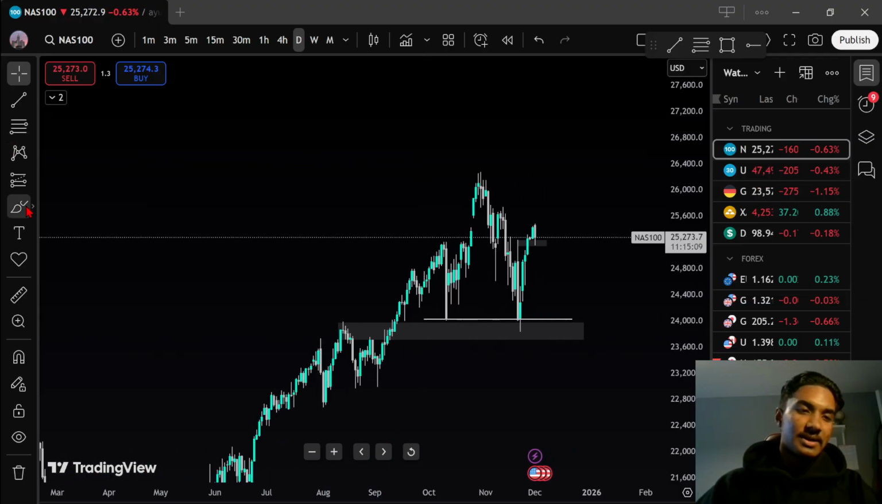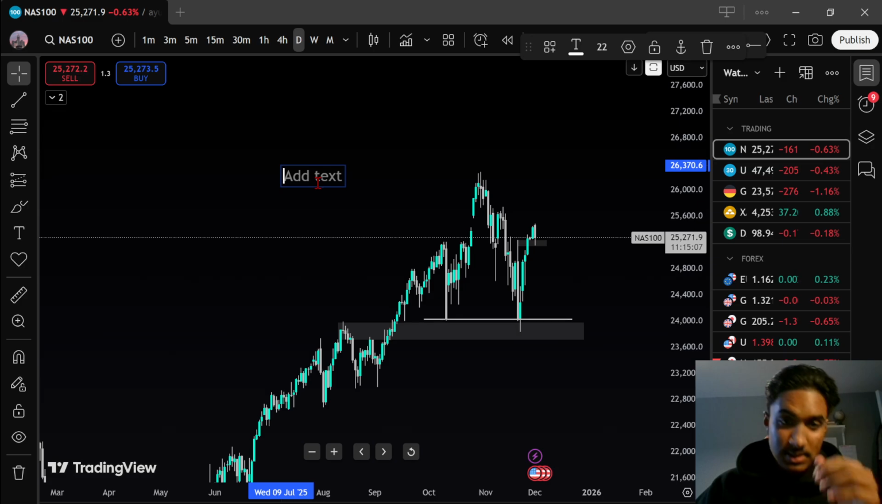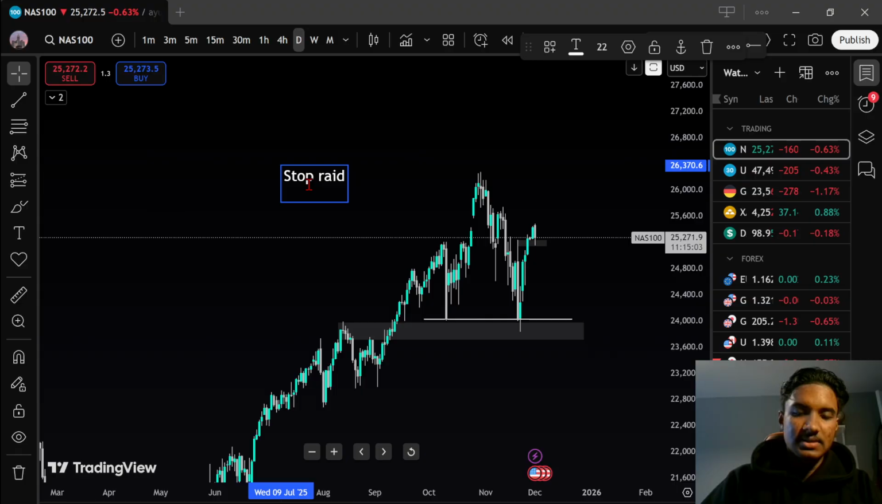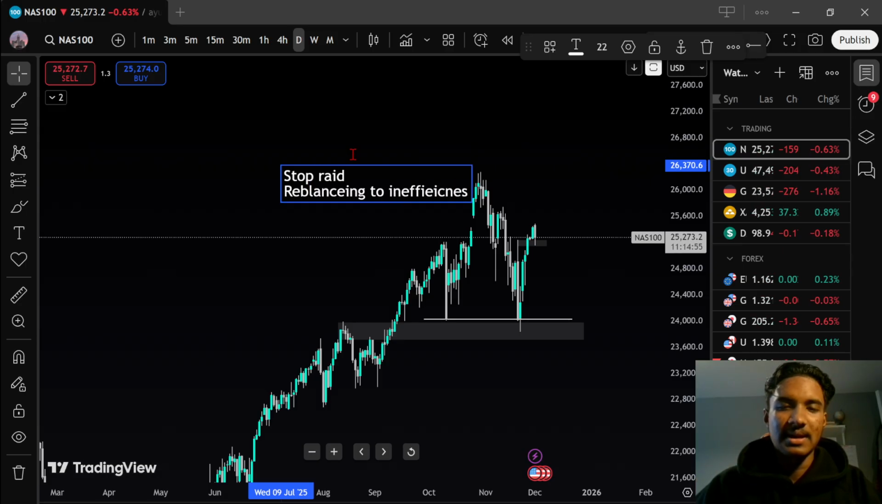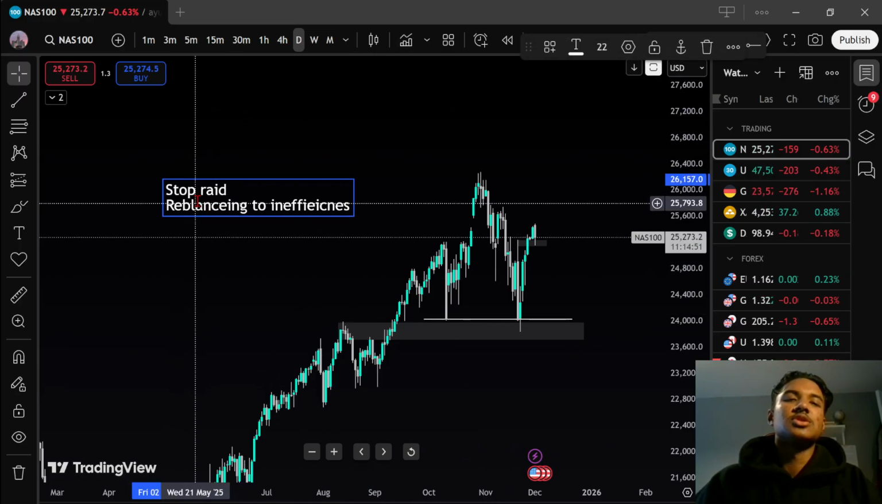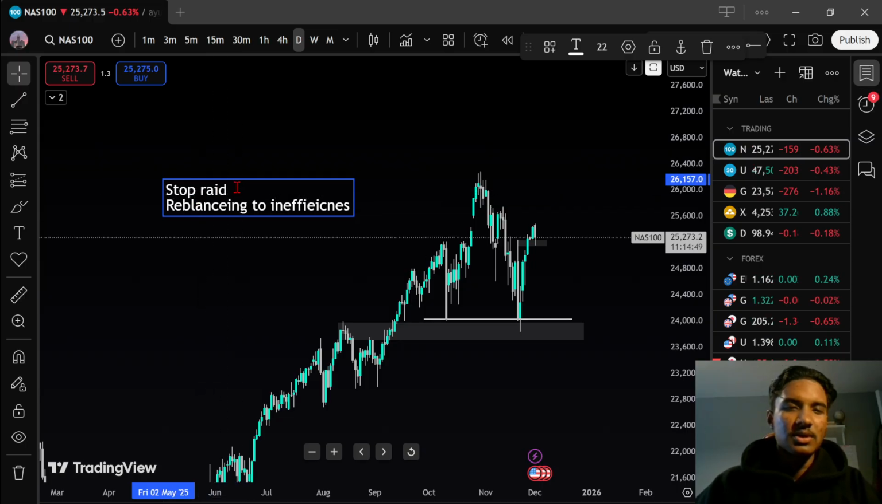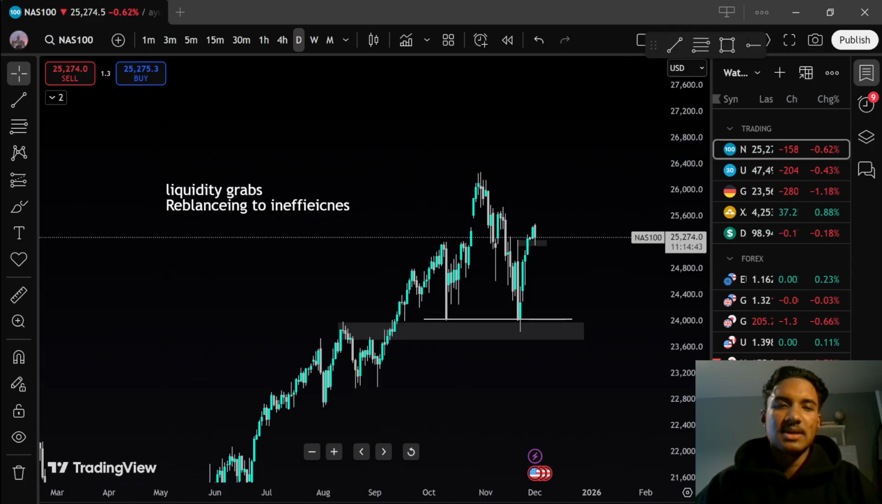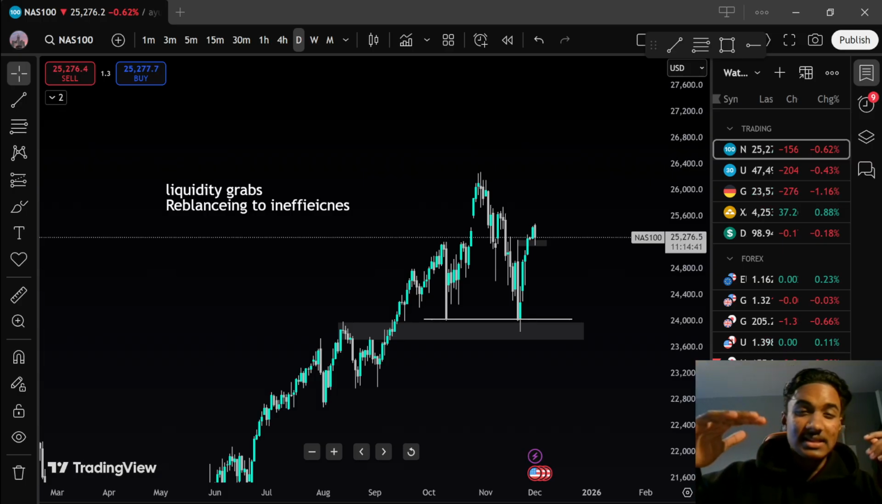So the market, it moves in two ways. The first way is stop hunts. The second way is rebalancing to inefficiency. By the way, don't mind my spelling. So the first way is stop hunts. Actually, I don't want to call it stop hunts, it's just liquidity grabs. Okay, liquidity grabs and rebalancing to inefficiency.